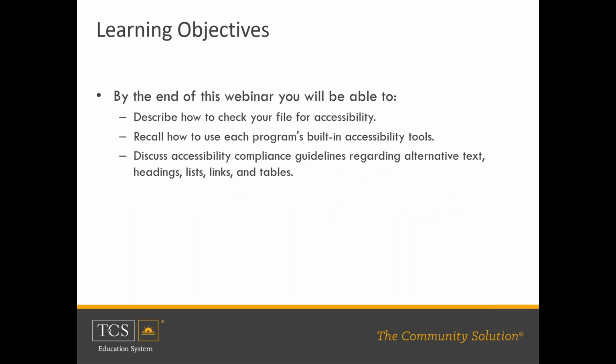So in terms of our learning outcomes, the idea is to briefly describe how to check your document for accessibility. And you'll notice that the same accessibility checker that's used in Microsoft Word is somewhat similar to the one in PowerPoint. So you should be able to also recall how to use some of the built-in accessibility tools in both Microsoft Word as well as in PowerPoint. And then we'll also discuss some of the accessibility compliance guidelines regarding alternative text, headings, lists, and links, as well as tables. So now I'll hand it over to Jody to go over some Microsoft Word accessibility.